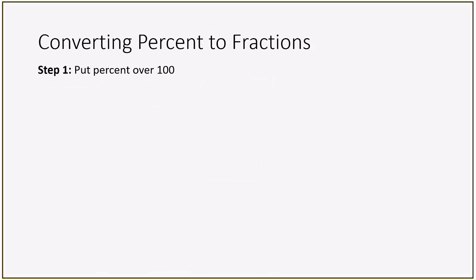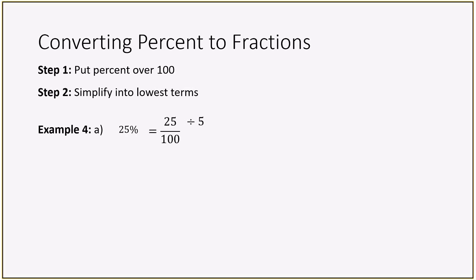Okay, converting a percent to a fraction is the most involved of the 4 conversions. Not really that difficult though. Step 1 is we're going to take a percent, put it over 100. Step 2, we simplify into lowest terms, and that's it. So here we have 25%. We know that percent means of 100, so we put 25 over 100, and we reduce. And 5 fits into 25 and 100, so I divide the top and bottom by 5. I get 5 over 20, and then maybe I could stop, but I see that 5 fits into 5, 5 fits into 20, so I divide the top and bottom by 5, and I get 1/4.